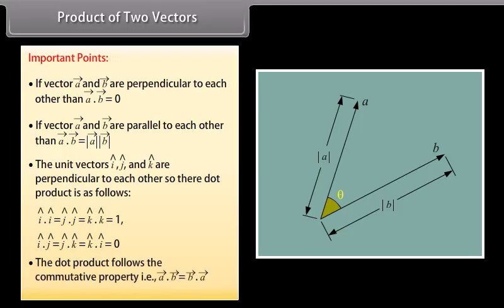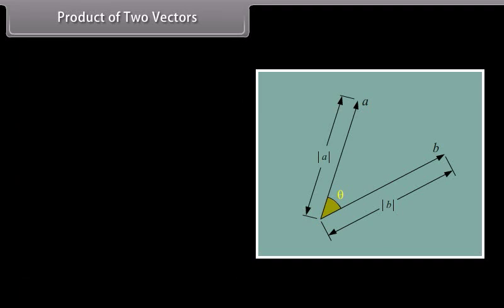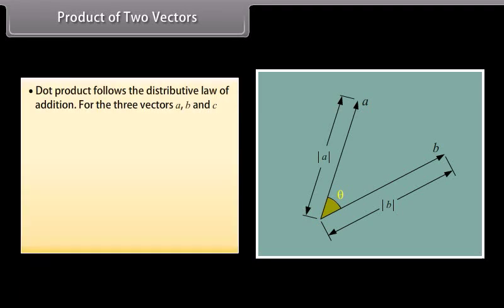The dot product follows the commutative property. That is, the dot product of vectors A and B is equal to the dot product of vectors B and A. The dot product follows the distributive law of addition for the three vectors A, B, and C. Dot product of vector A and vector B plus vector C is equal to the dot product of A and B plus the dot product of A and C.